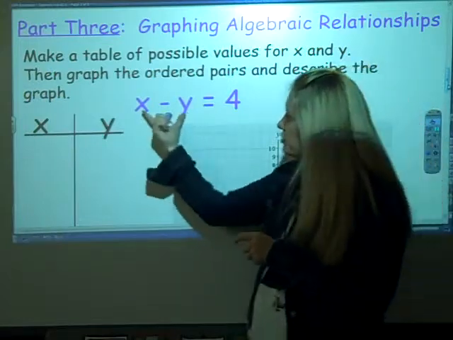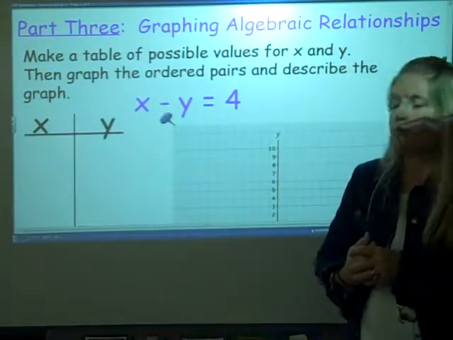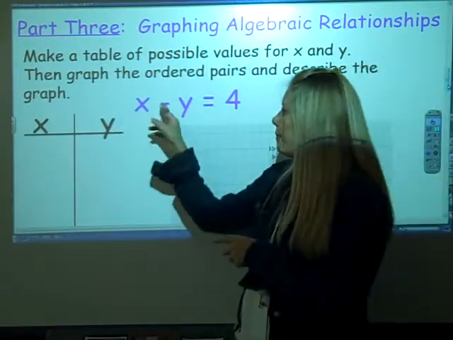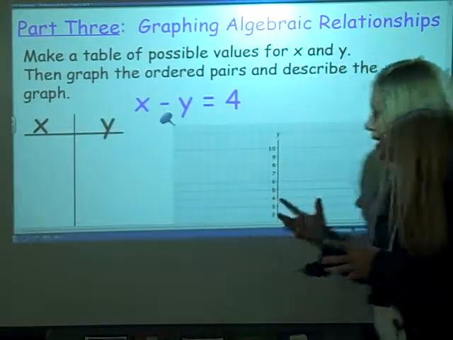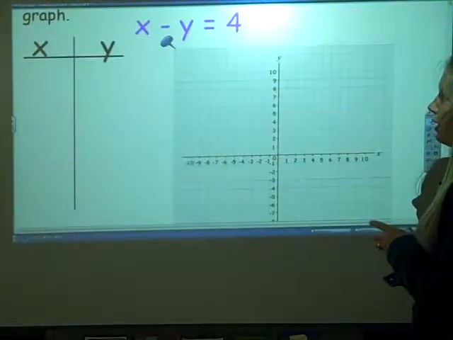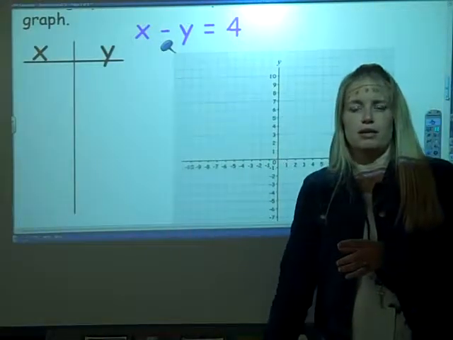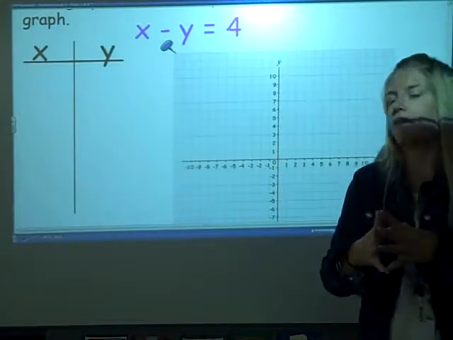So we want to think of 2 numbers, and when we subtract them, we get 4. Now, you could pick huge numbers. You could say 100 minus 96. The only problem with using that huge number is you want it to fit on your graph. And if you look at your graph, the biggest numbers are 10 and negative 10. So you want to pick numbers that are going to work on your graph.